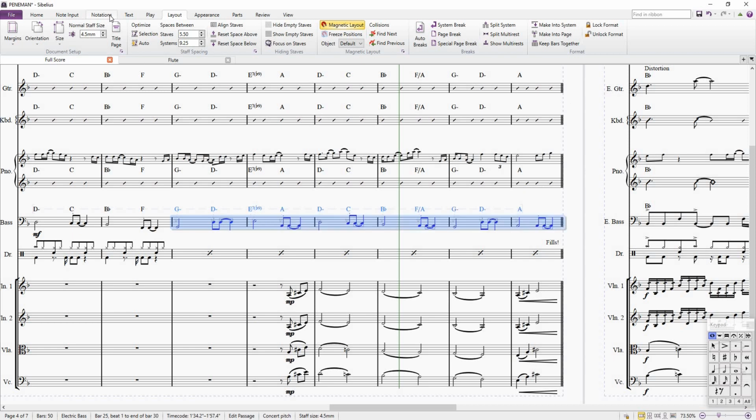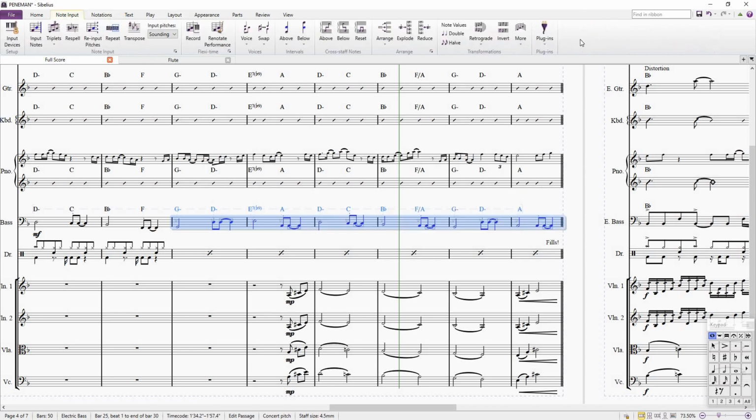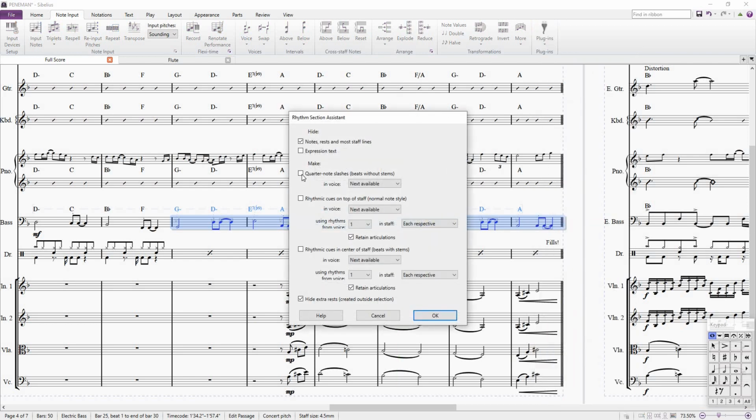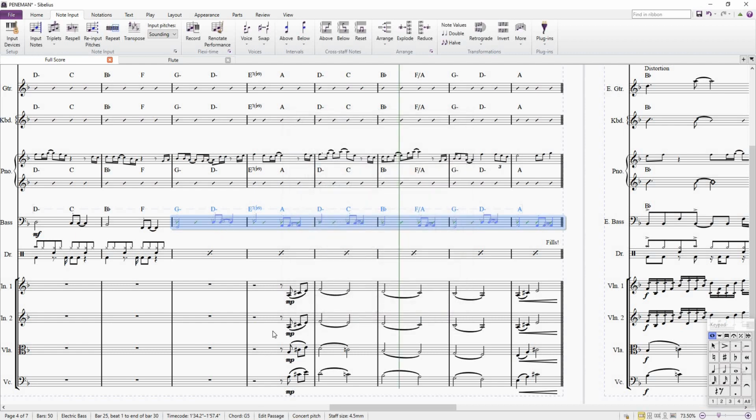Let me see. Is it notations? Wait, composing tools. That's the Rhythm Section Assistant, and then quarter note slashes. That's all you have to do, and Sibelius does it for you. Okay, so let's do that again.